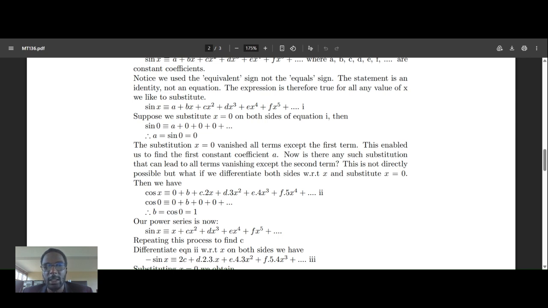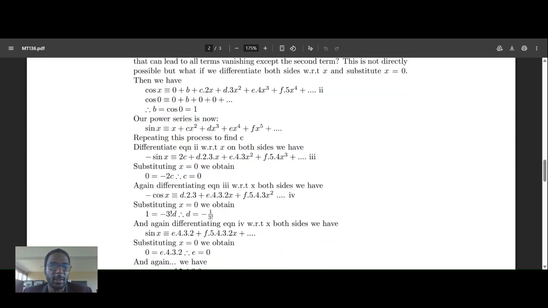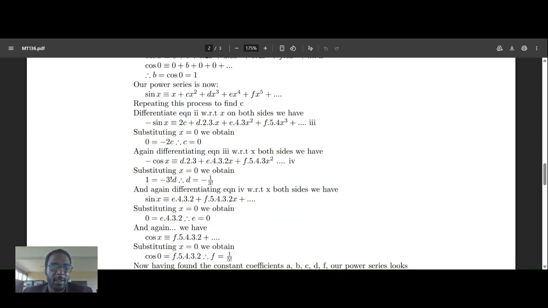Now, is there any other such substitution that can lead to all terms vanishing except the second term? This is not directly possible, but we can differentiate both sides first and then substitute x equal to 0. Once we do this, we find that all terms on the right hand side vanish except the second term, therefore b becomes equal to 1. Our series now has a and b defined, and we can write it as such. Repeating this process to find c the same way, differentiating then substituting x equals 0, we find c equals 0.